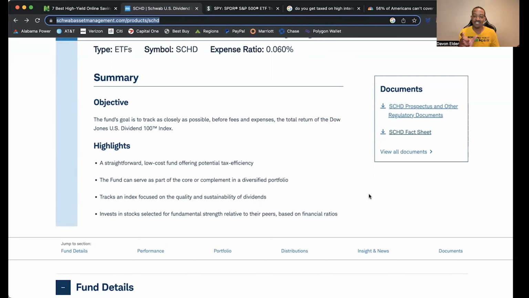The tax efficiency is very, very important because the dividends that you collect and the dividends that you reinvest, once they become long-term capital gains, you'll be getting them at a better tax rate than you would from a regular old savings account. Number two, the fund can serve as part of the core or complement a diversified portfolio.